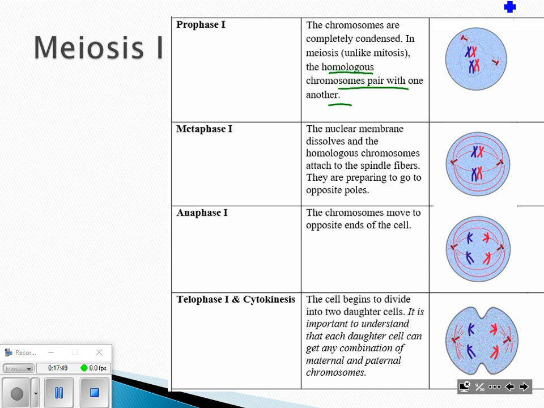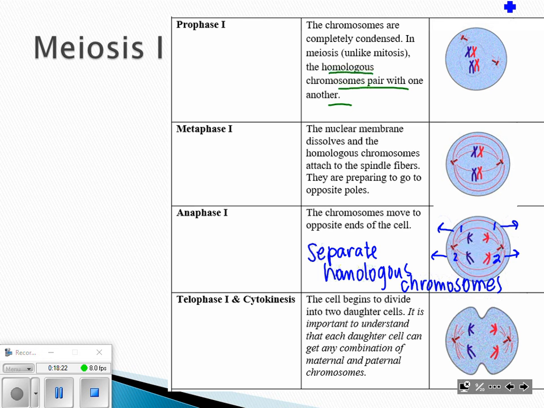Anaphase, here, we're going to separate those homologous chromosomes. Chromosomes. Okay, we're going to separate those homologous chromosomes. So here, this is chromosome 1 going to this side. This is chromosome 1 going to that side. Chromosome 2 is going to this side. Chromosome 2 is going to this side. Does that make sense to everyone? We're splitting up those buddies.